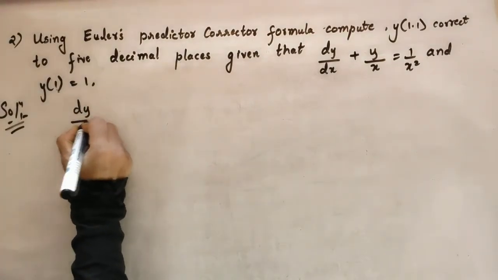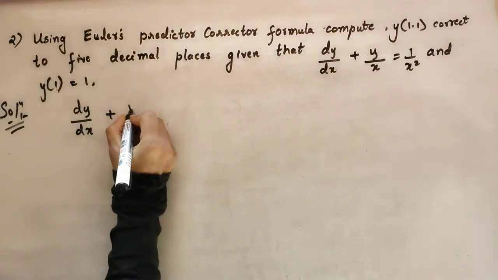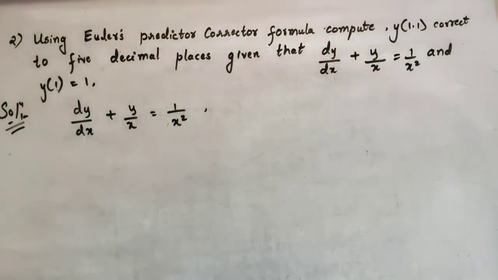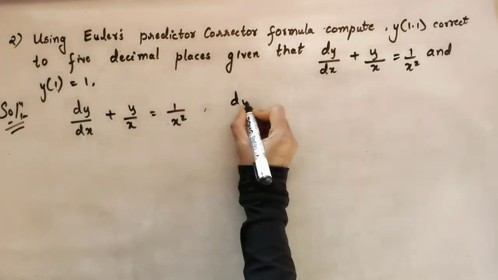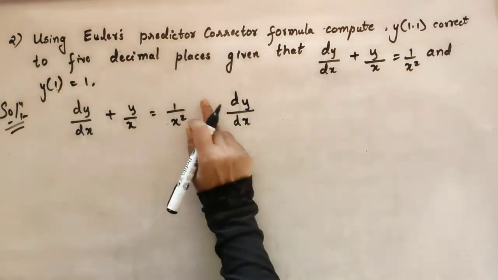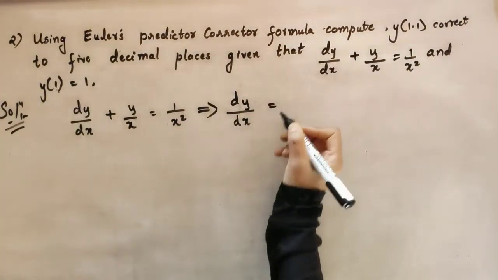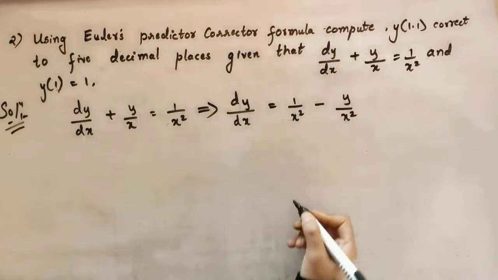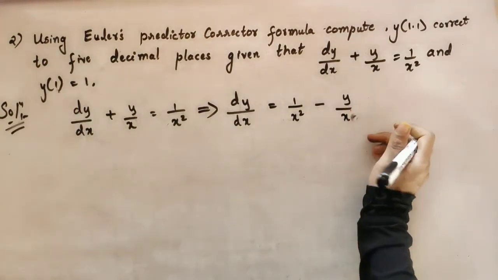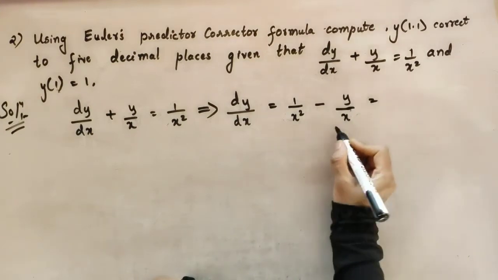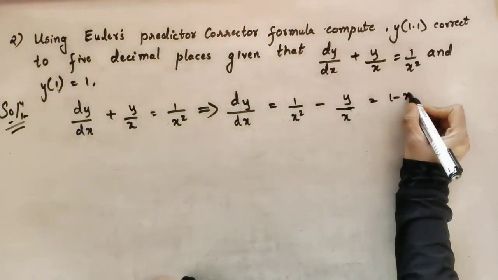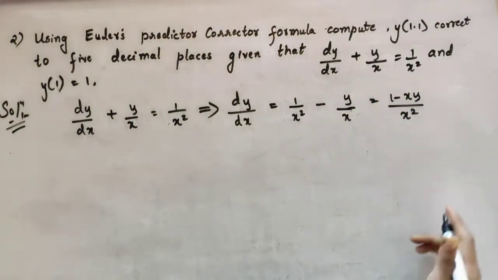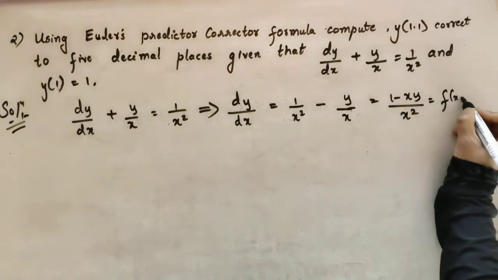So you have dy by dx plus y divided by x is equal to 1 by x square. Separate your dy by dx from here by taking the y by x to the right hand side. So this implies dy by dx is equal to 1 by x square minus y by x. Now if you take the LCM, here it will be 1 minus xy over x square after simplification. So once you get that, this is going to be your f of xy.